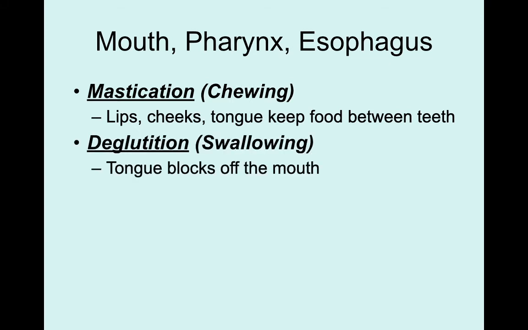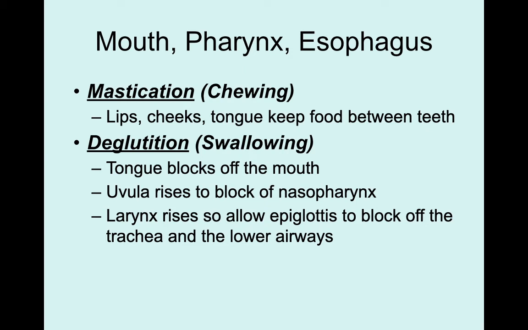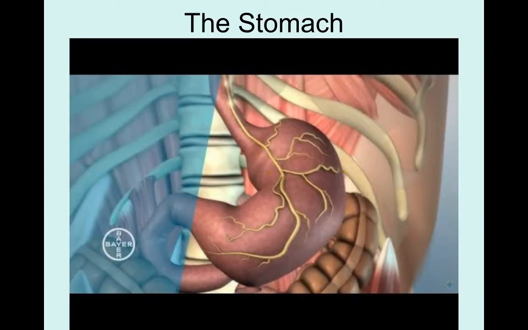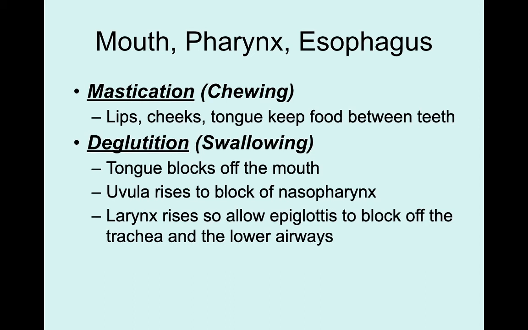Deglutition, remember, is swallowing. The tongue is going to block off the mouth. The uvula will rise to block the nasopharynx. The epiglottis will fall to block off the trachea and lower airways as the larynx rises. And this allows the food to go. Remember, those muscles of the esophagus initiate the process of swallowing, and this is how we swallow to get the food down our esophagus into our stomach.